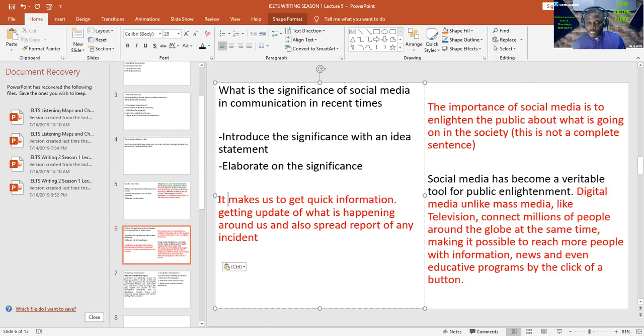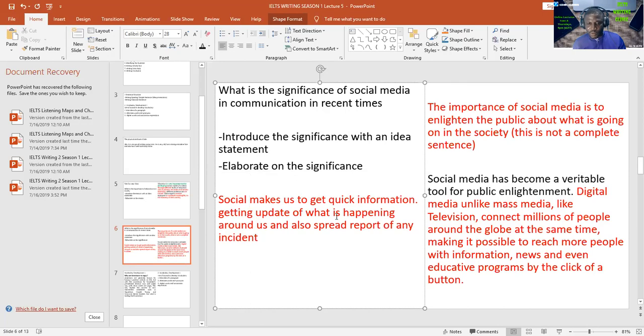The person that wrote this, you cannot use it. You cannot use a pronoun if you have never mentioned that thing in particular. So when you are referring to something as they, he, she, it, you would have mentioned that entity before you can use the pronoun to represent that entity. So this is a wrong way to start a statement. No. You can say social media makes us get information, quick information.